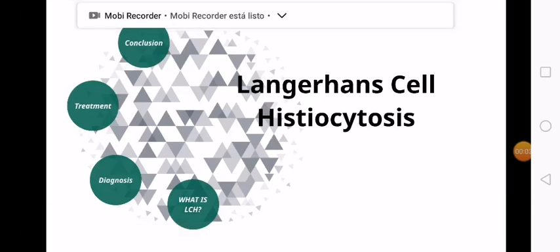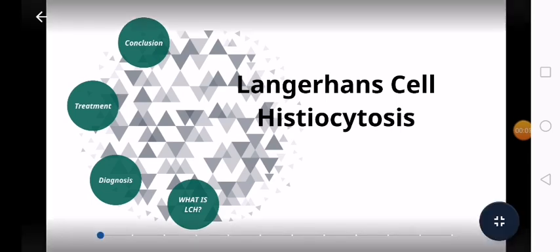Langerhans cell histiocytosis. What is Langerhans cell histiocytosis?